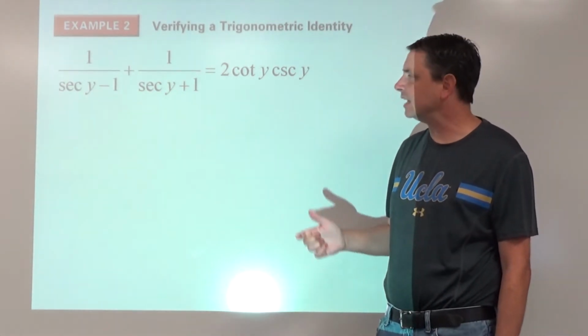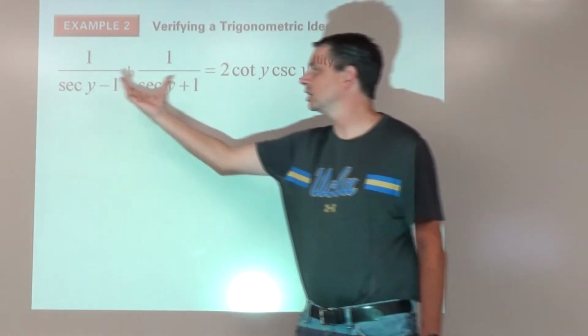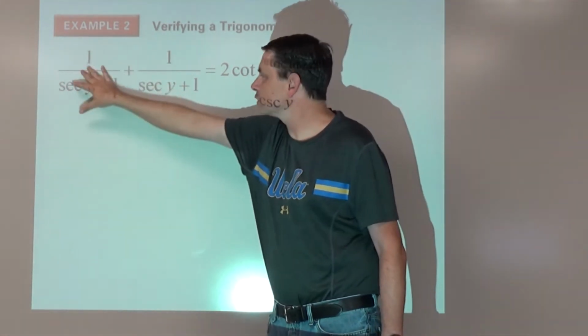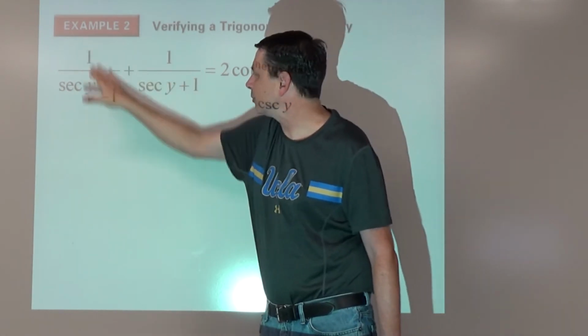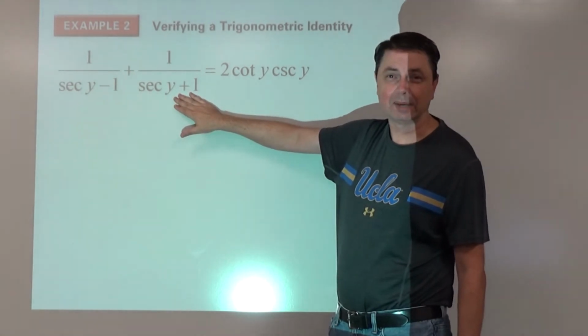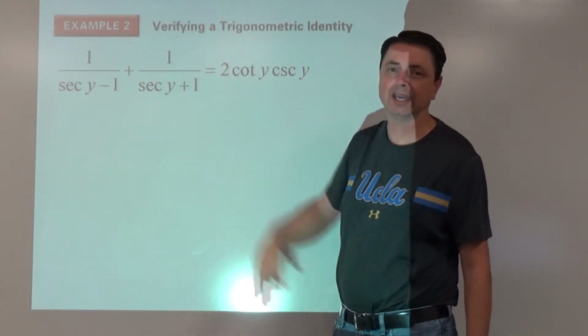In order to add them, we do have to have a common denominator. We're going to need this as a factor. We're going to need this as a factor. So our first fraction is missing this. We'll multiply top and bottom by secant y plus 1. This one's missing secant y minus 1. We'll multiply that one top and bottom.